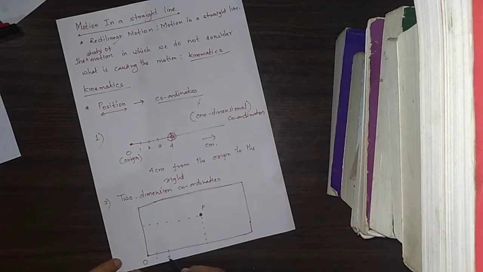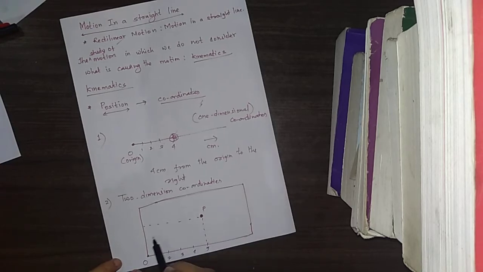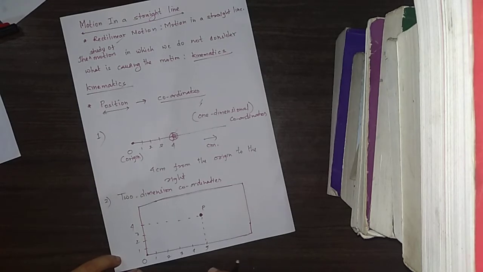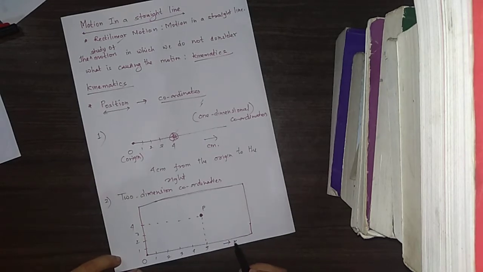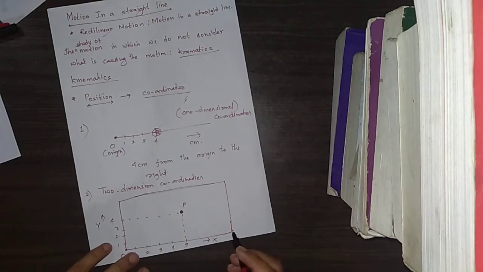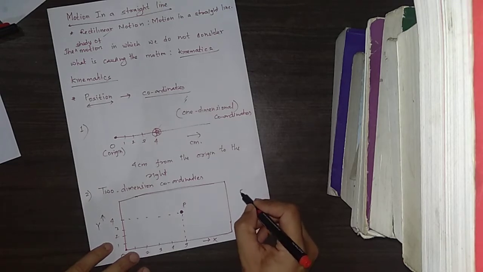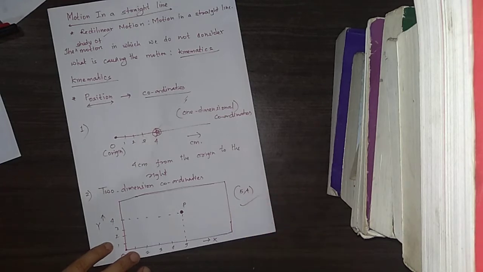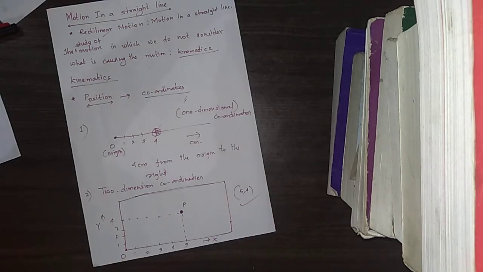So this is 1, this is 2, this is 3, this is 4, and this is 5. Similarly, this is 1, this is 2, this is 3, and this is 4. That means now the position of the ball here is specified by two coordinates, one along x direction and one along y direction. Now if I am to specify the position of the point P, then I'll say it is at 5 on the x-axis and 4 on the y-axis. That means 5, 4 is the coordinate of the point P.